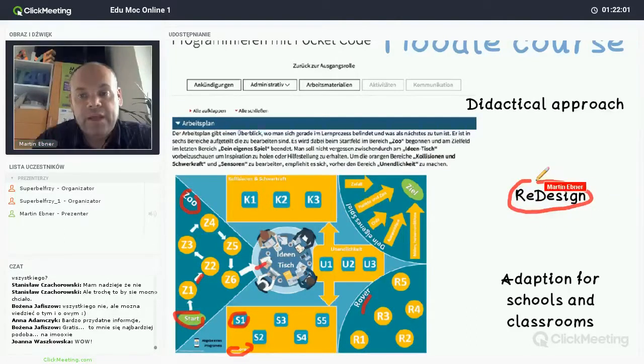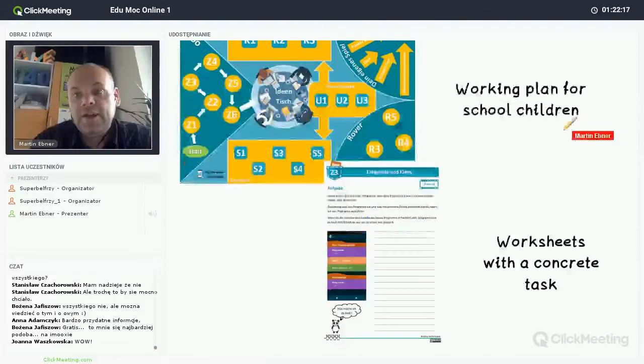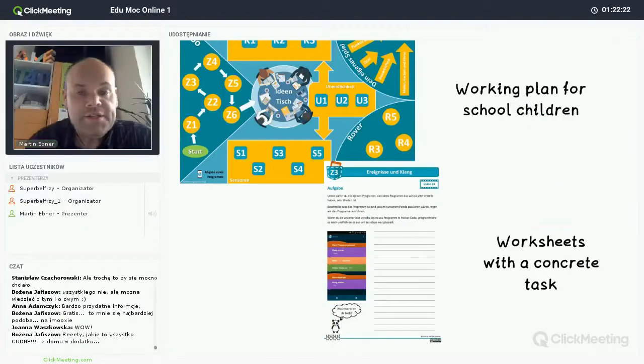So the whole MOOC was redesigned into an open learning format, with this open learning idea as central. That was the plan for the children for the next weeks, how they can go through the material. It was adapted for schools and classrooms. After this working plan for the school children, you will also find worksheets with concrete tasks, which you can print out, for example. You see here the number of the videos to look at, which task you can do, and how you can solve it.